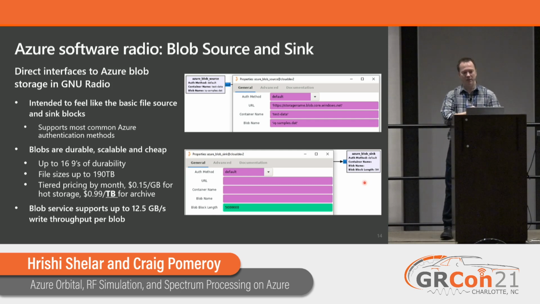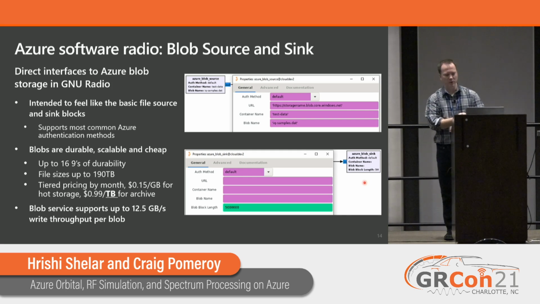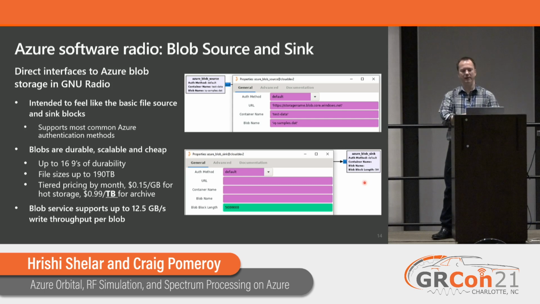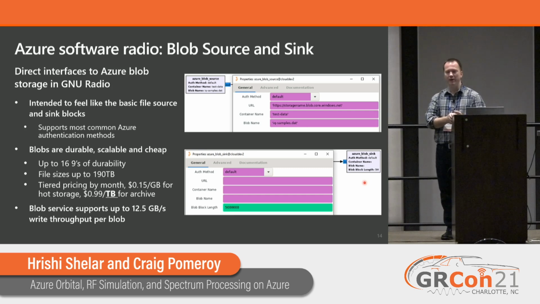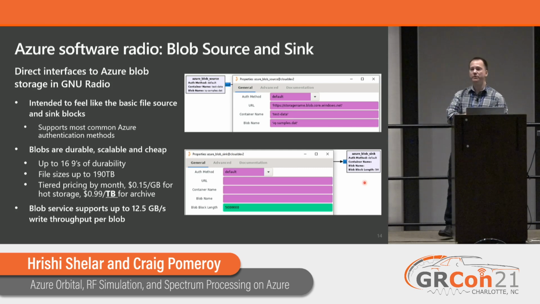And in terms of being cheap, there's tiered pricing, basically by how frequently you want to access your data. If you need to access it all the time, we're talking maybe 15 cents per gigabyte per month for what we call our hot storage. But say you've got a data set and you're not going to need it again for a long time, you can just put it into archive, and that's something more along the lines of just under $1 per terabyte per month. So you can sock away a lot of data for pretty cheap.